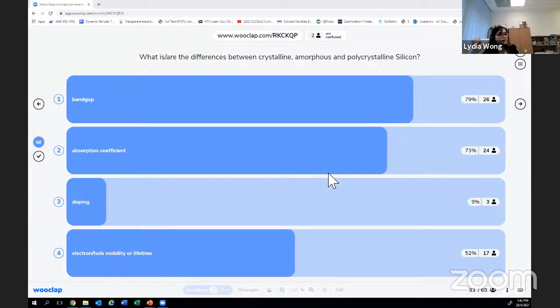So the main difference is in the morphology. Amorphous is a random structure. Crystalline is very regular, a very aligned crystal lattice. Polycrystalline has a lot of grain boundaries. How does this affect the optical and electrical characteristics of this material? Okay. Now, the band gap is affected. Amorphous material absorbs more.